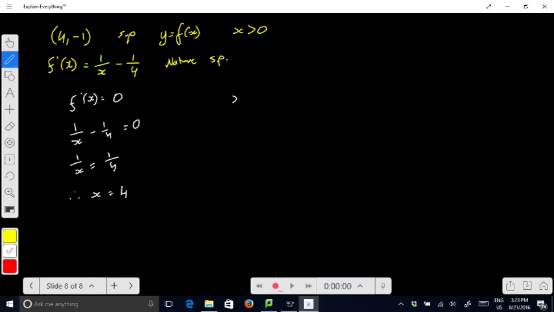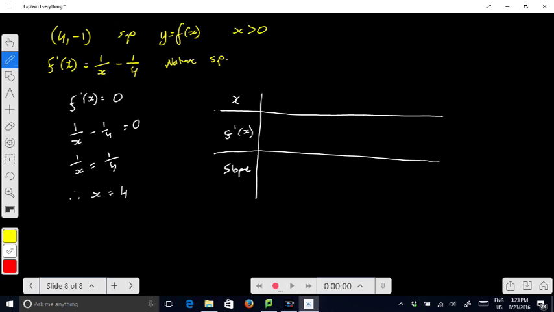And I can make a nature diagram. So we've got x, f dash of x, and our slope. Now I know my turning point or stationary point is at x equals 4. My derivative of that is 0, so the slope of that is flat. So now just picking points either side of 4, we'll go 3 and 5.